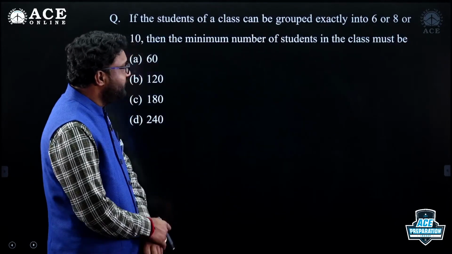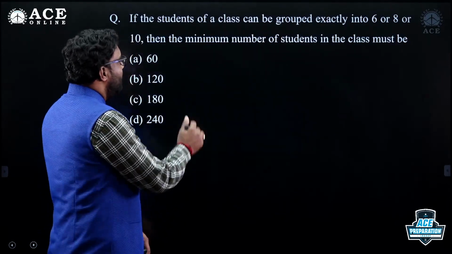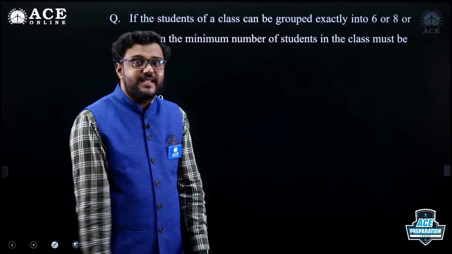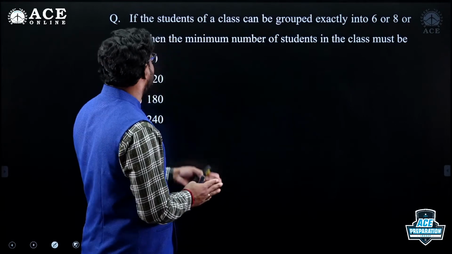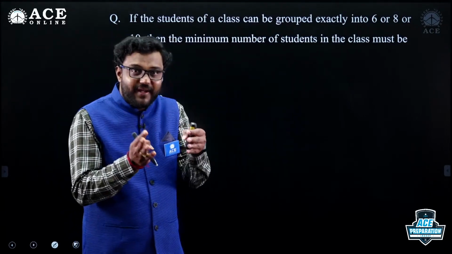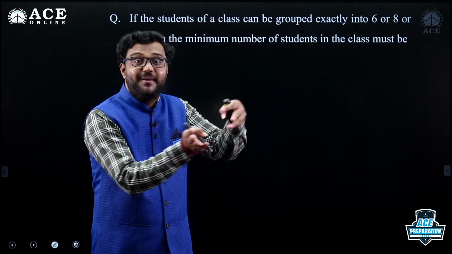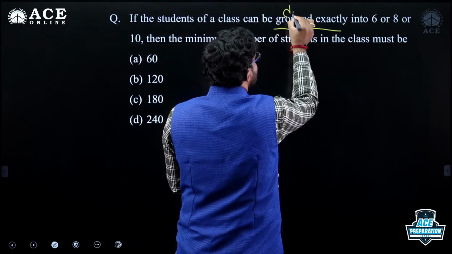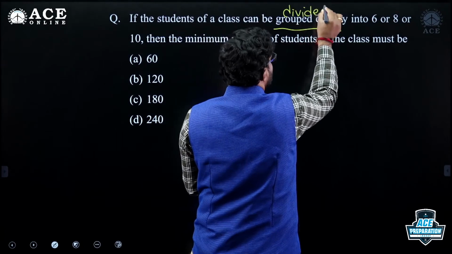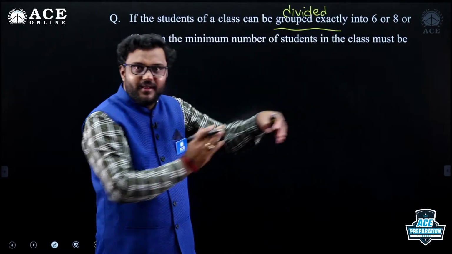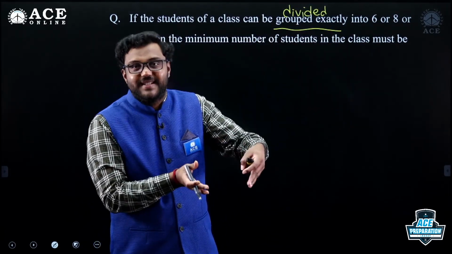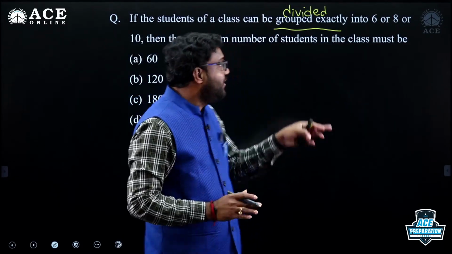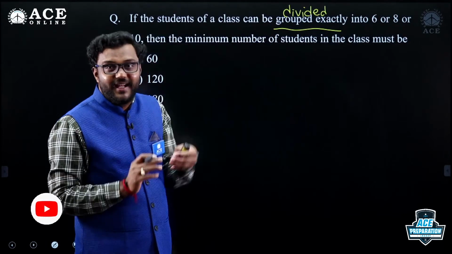See the next question. The students in the class can be grouped as 6, 8 or 10. Means they can divide. Grouping 6 means you can divide them into 6. Grouped 6 means you are dividing like 6 people. Means that the total number is divided by 6. You are grouping 8 means you are dividing them 8, 8, 8. Or you can group it as 10 means you can divide them as 10, 10, 10.